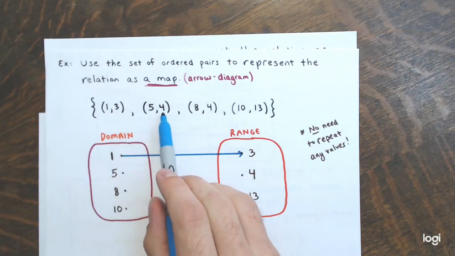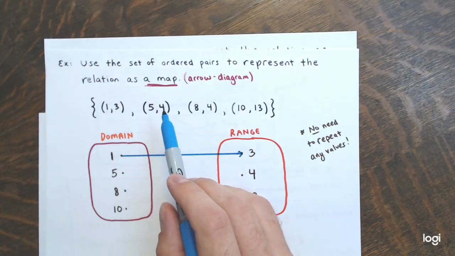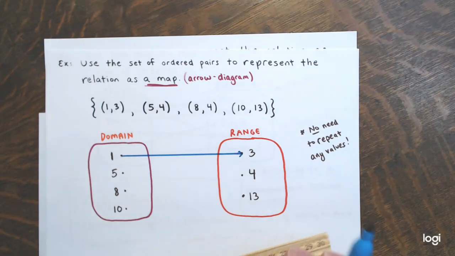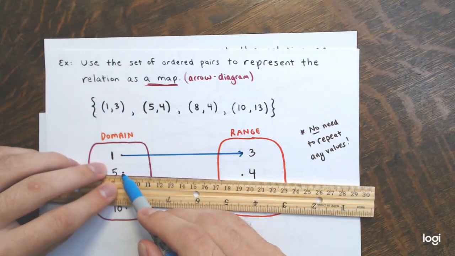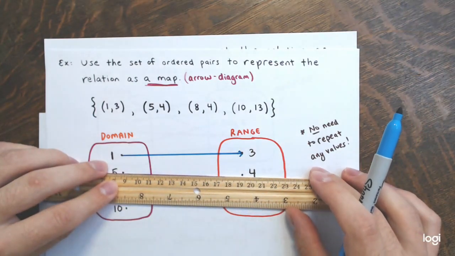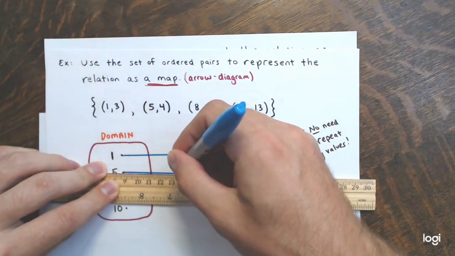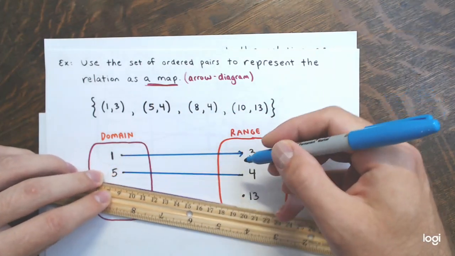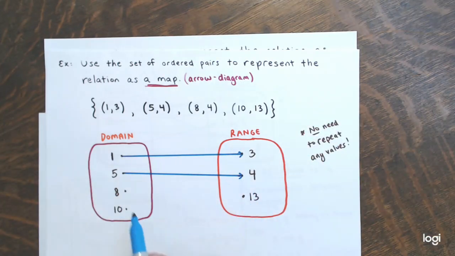5 is related to 4. 5 corresponds to 4. 5 from the first set corresponds to 4 from the second set, or you could say 4 depends on 5. Whatever, but so I've got 5 from the first set, which is this dot here next to the 5, corresponding to 4 from the second set, that dot there, and there's our arrow, little arrowhead at the end, right, to indicate that this relates to that, this corresponds to that.